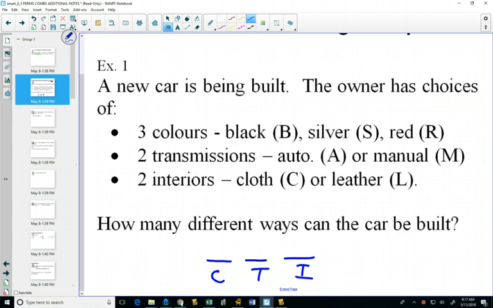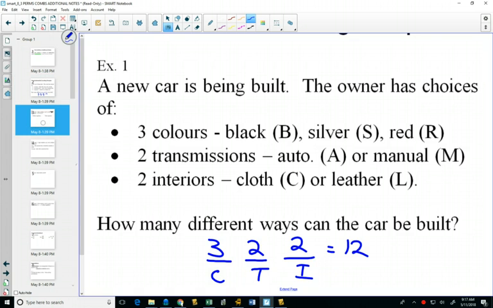By C, T, and I, you can see that you're counting colors. There's three choices. Transmissions, two choices. Interiors, two choices. So there's 12 choices in total. And the fundamental counting principle allows us to count things quickly when you have a certain number of decisions to make and a certain number of choices for each of those decisions.